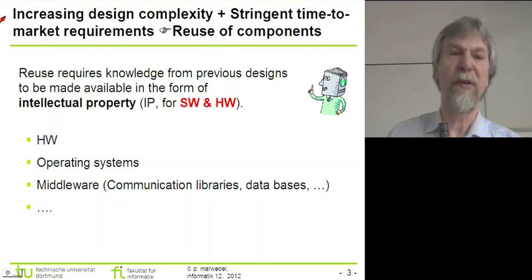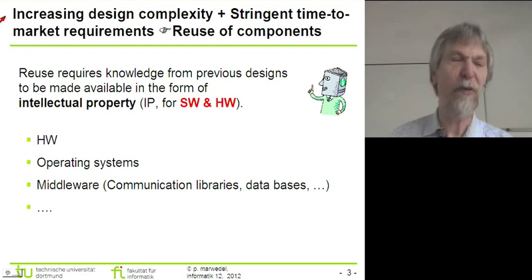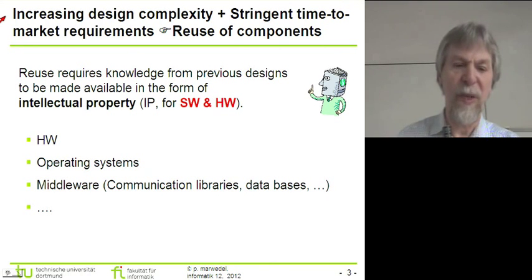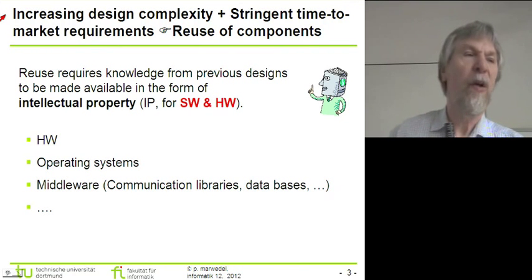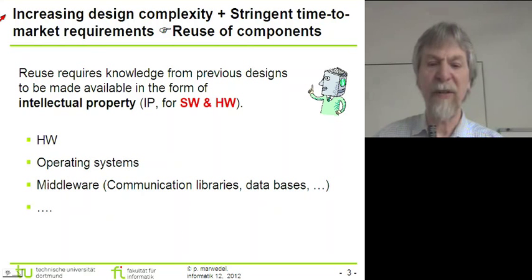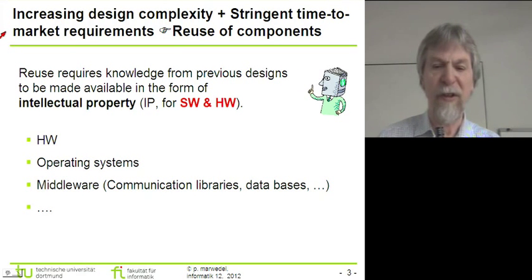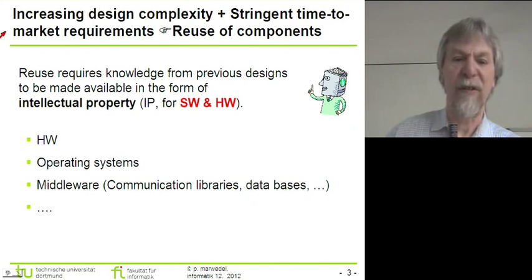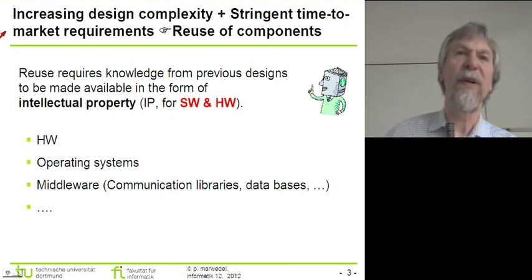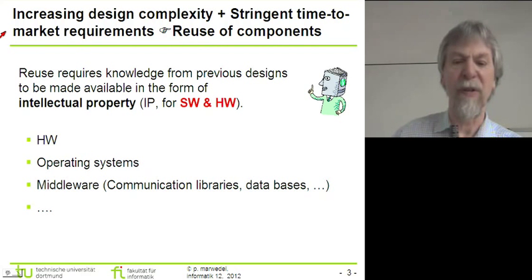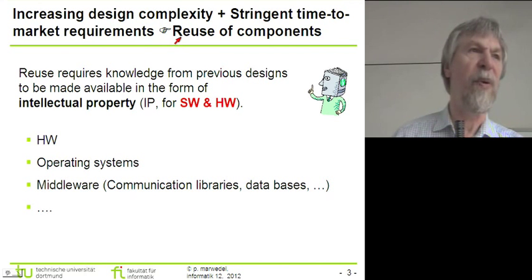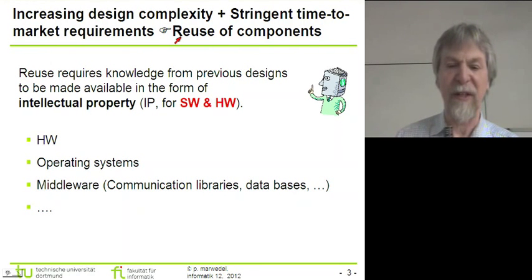I'd also like to remind you of the motivation for looking at system software. The key motivation is that we have to cope with conflicting requirements. On one hand, we have an increasing design complexity, and on the other hand, we have stringent time-to-market requirements. That means more and more complex systems have to be designed in rather short amounts of time, and the key question is how do we address the conflict between the two? If you ask people for possible solutions out of that problem, people will typically mention the reuse of components as a key idea for coping with that inherent problem.